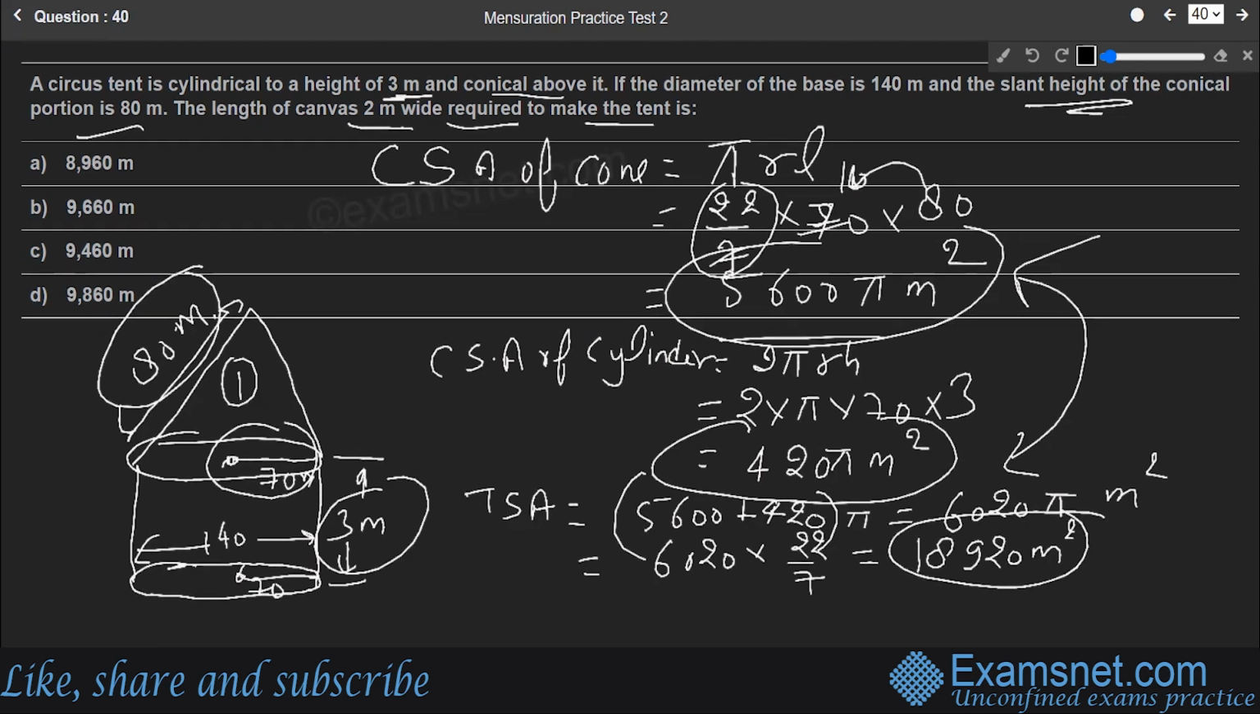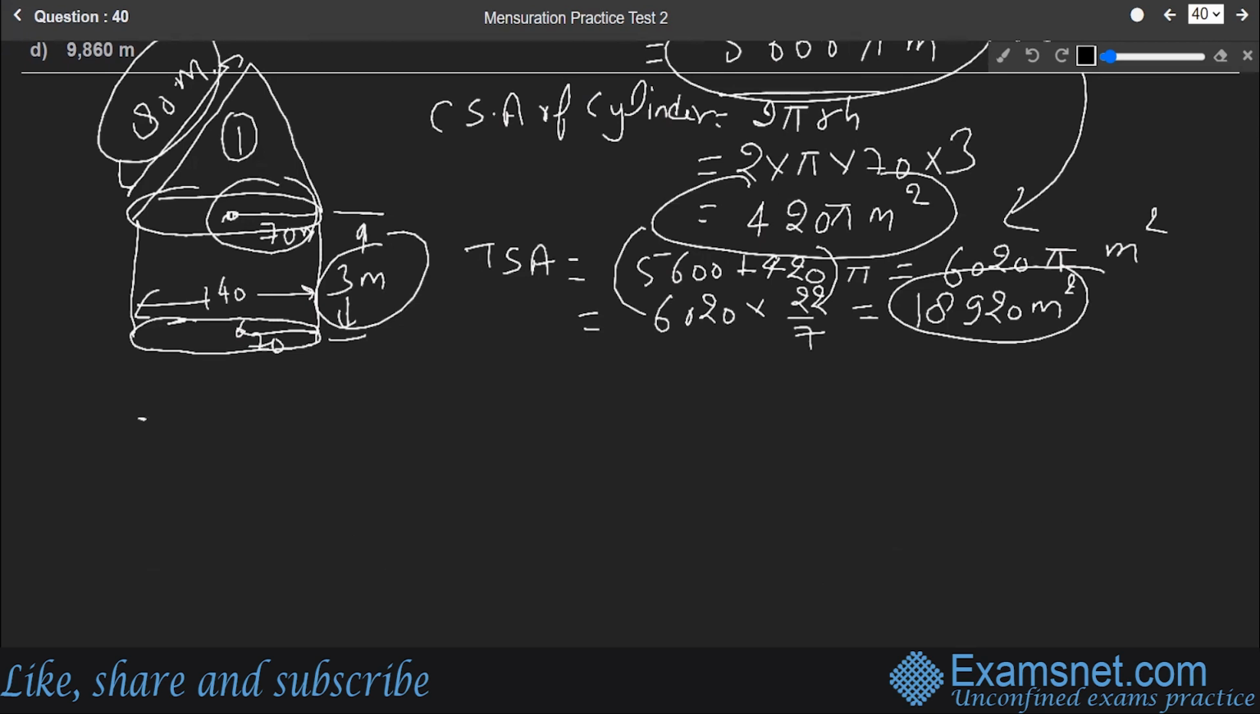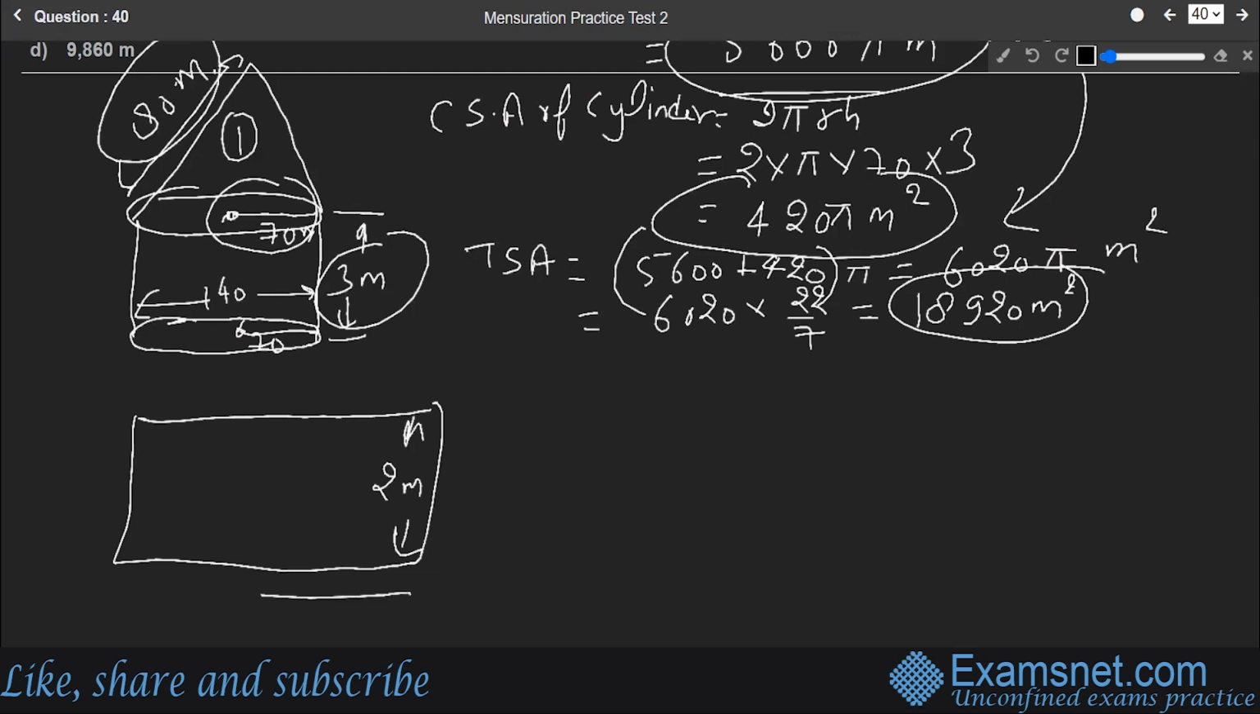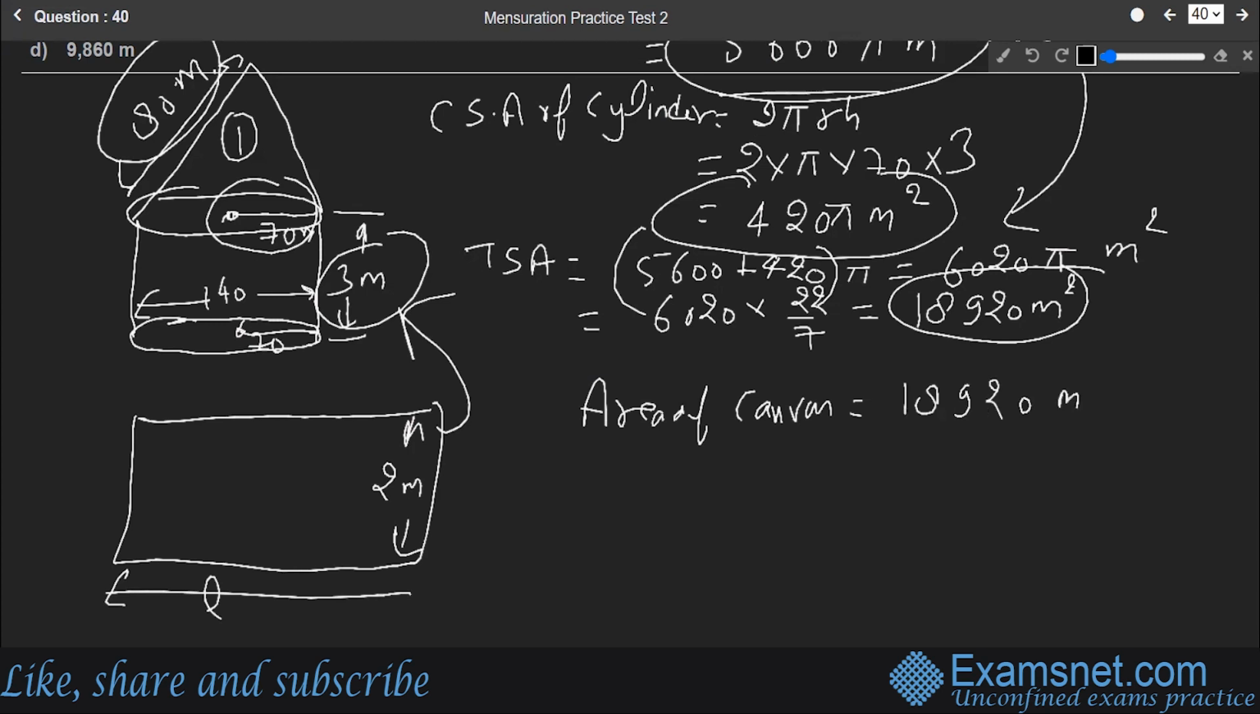Now he wants us to find out the length of the canvas 2 meter wide required to make the tent. So we have a canvas in the shape of a rectangle where the width is 2 meter. He wants us to find the length so that the complete tent, this particular shape, can be made out of it. So clearly we can say the area of the canvas is actually equal to 18,920 meters square. That is the curved surface area of the tent. Area of the canvas should be equal to area of the tent. Area of the tent we have calculated to be 18,920.